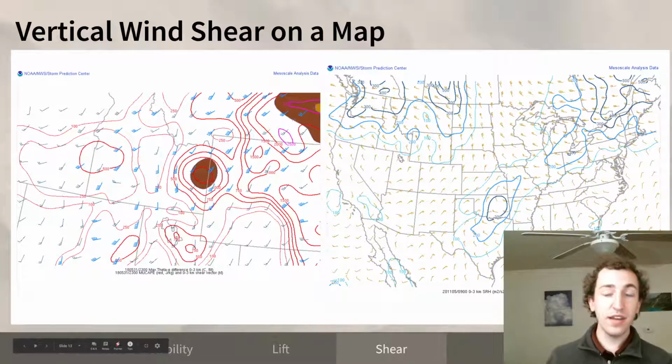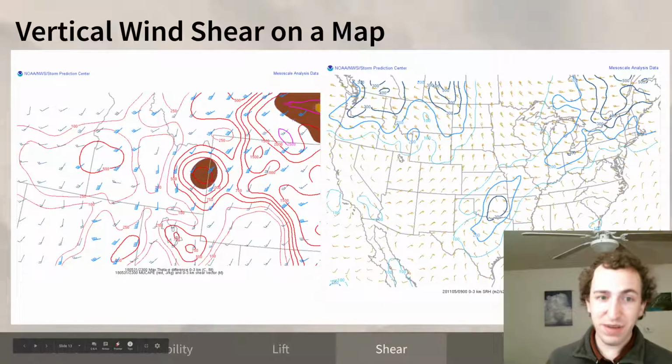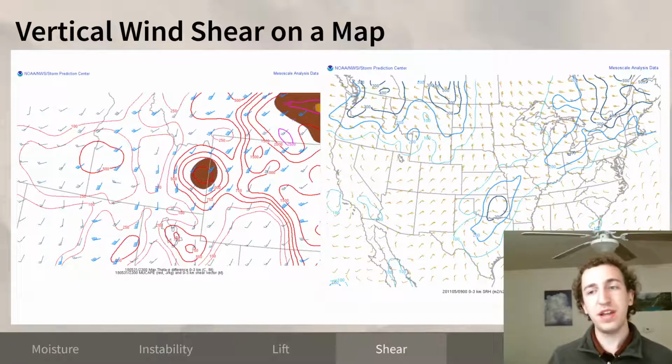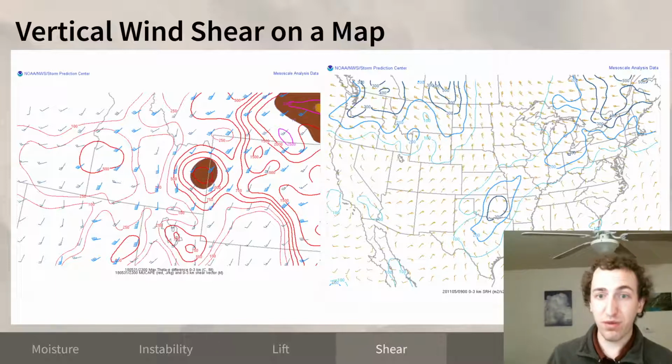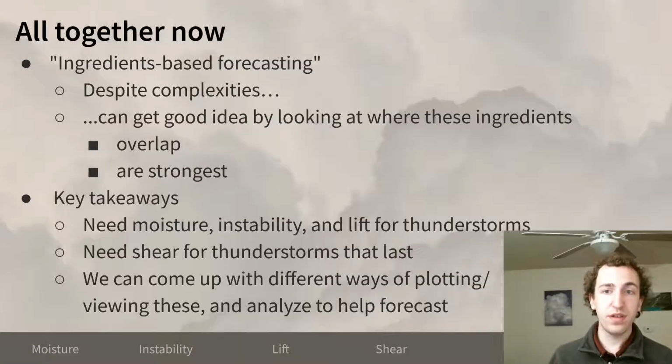And again, I won't go into all the details about how you get these types of quantities, but similar to CAPE, you can get a single representative value. There's a bunch of different formulations to compare as well, and you can plot these things on a map.